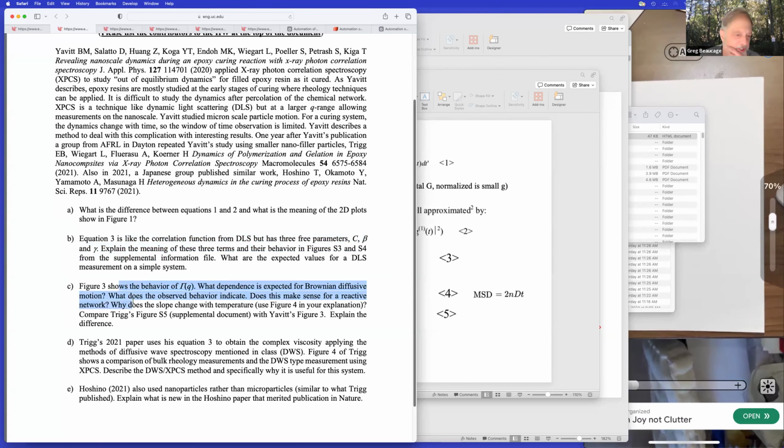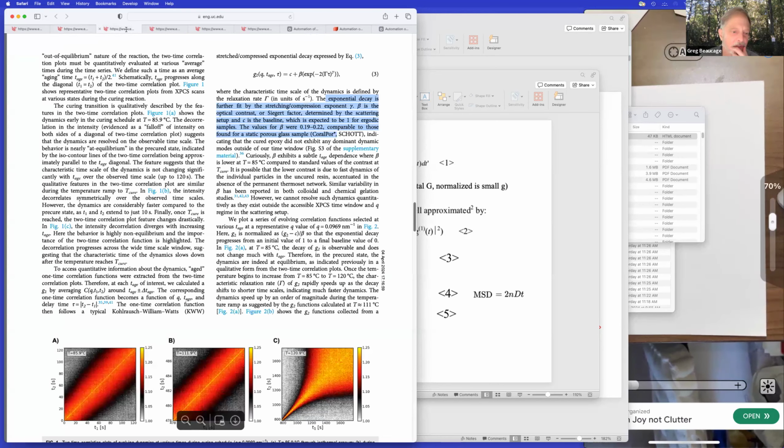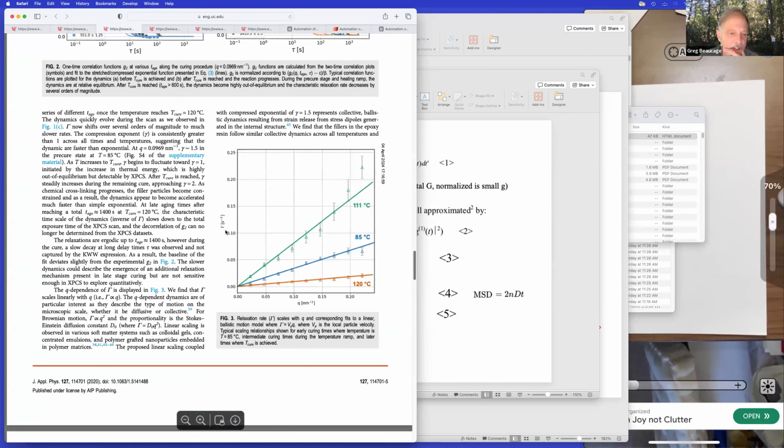But anyway, figure 3 shows the behavior of gamma. So gamma should follow Q squared if it was diffusion, right? But he finds gamma versus Q is linear. That means that it's actually not diffusion. It's just velocity. So it's velocity because it's only going in one direction. It's only going in one direction because the thing's constrained.